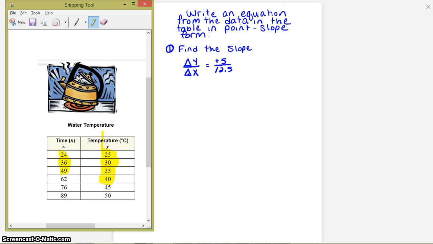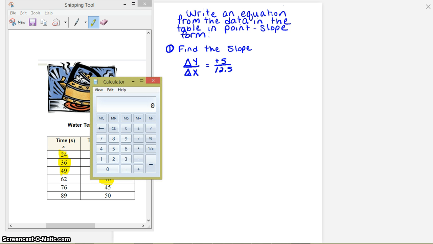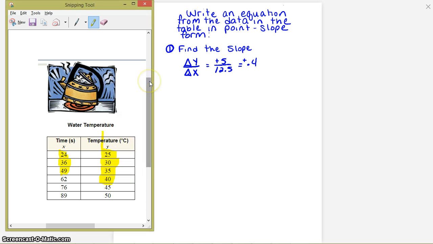So if I divide 5 by 12.5, I'll have my slope. 5 divided by 12.5 is 0.4. So my slope is positive 0.4. Time is getting bigger, my number of seconds is getting larger, and my water temperature is getting hotter. Okay, so my slope is about 0.4.